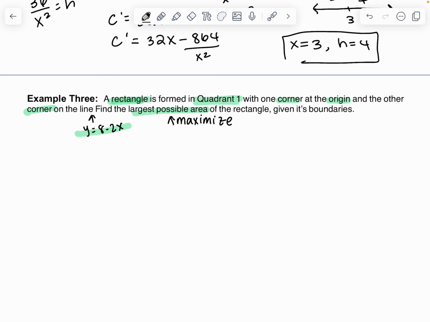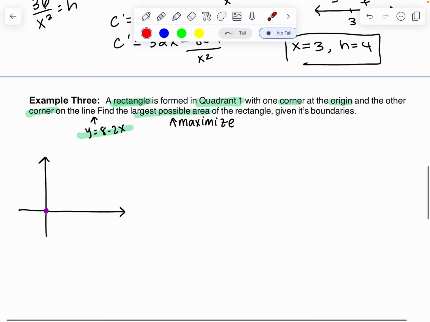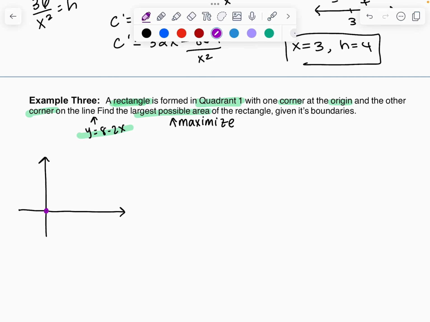Okay, so let's go ahead and draw a picture. So it says a rectangle is formed in quadrant 1, and what it's talking about is quadrant 1 of a coordinate plane. So basically, there's this rectangle that's formed, and it has a corner at the origin. This is the origin, and then the other corner is on this line, y equals 8 minus 2x. So we should probably graph that. This is in y equals mx plus b form, but b is first, so the y-intercept's at 8. So I'm just going to do a little sketch. If the y-intercept's at 8, it's right here, and then essentially we're going down 2 over 1, down 2 over 1. So it'll look kind of like this.